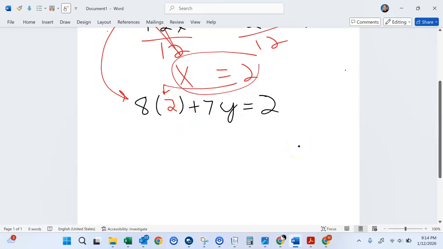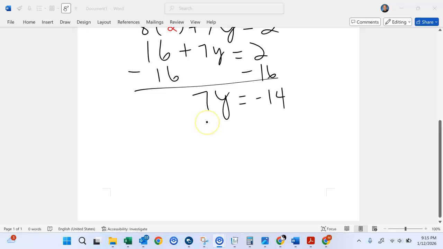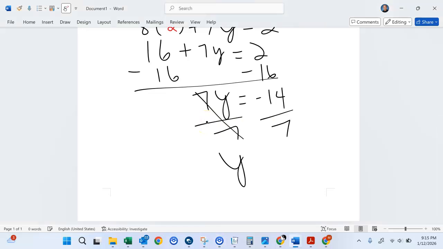So what do we get? This is going to be 16, right? 8 times 2 plus 7y equals 2. We subtract 16, and we get 7y equals negative 14. And then what do we do next? Okay, so then we divide by 7, that goes away, y equals negative 2, okay? So that's going to be the answer for number 3.